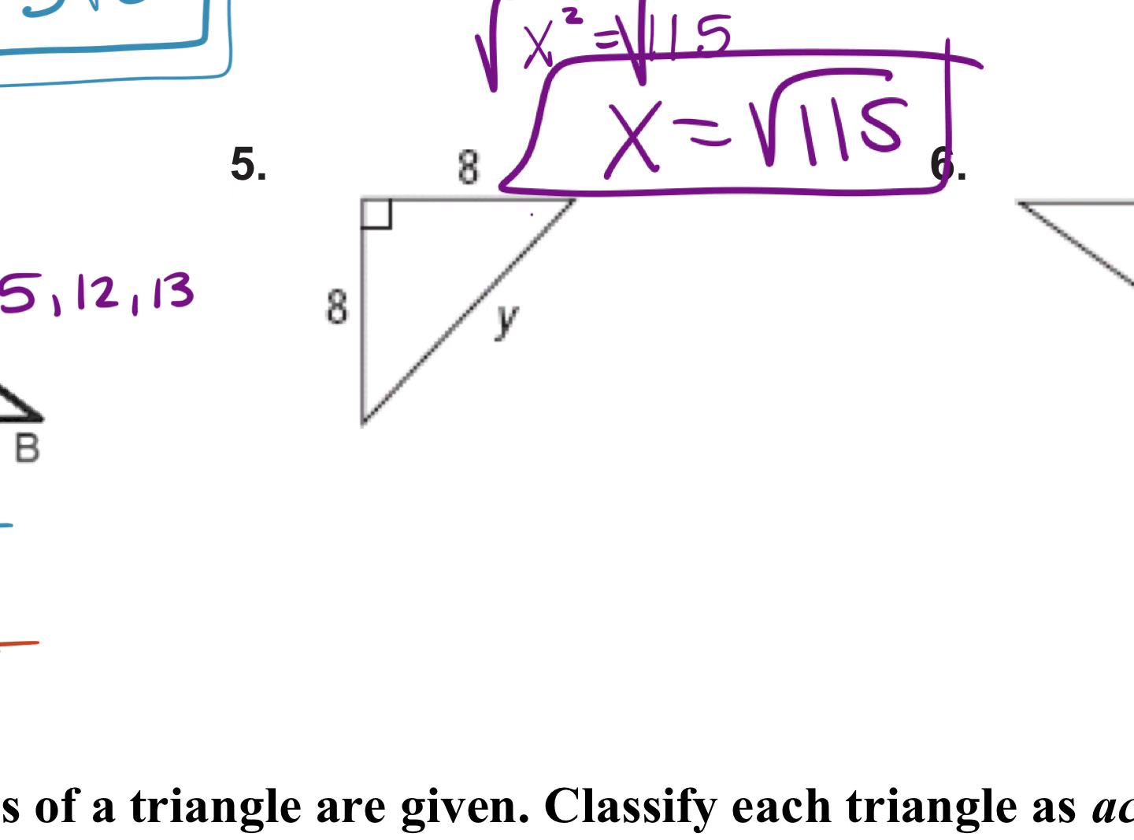What is your C on number 5? The y, okay? This is C. That means this is your A and your B. So we're going to say 8 squared plus 8 squared equals y squared. What do you do next? You just add those together. 8 squared plus 8 squared is? What do you get? 128.